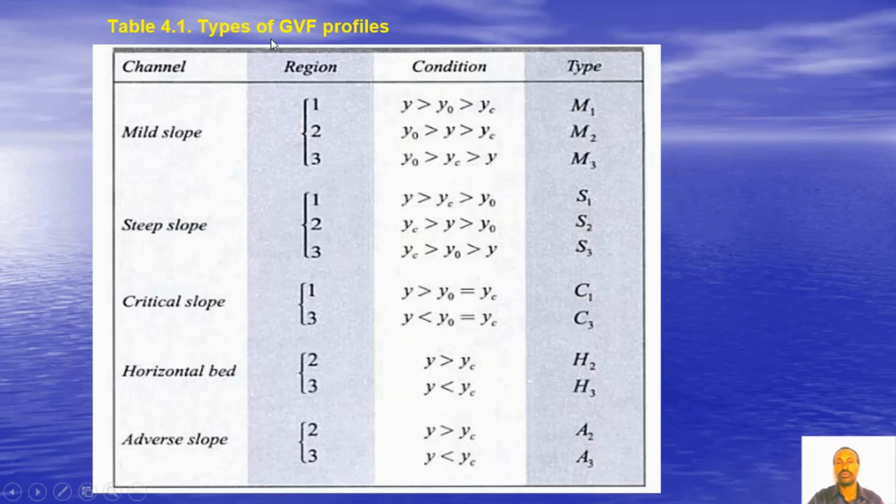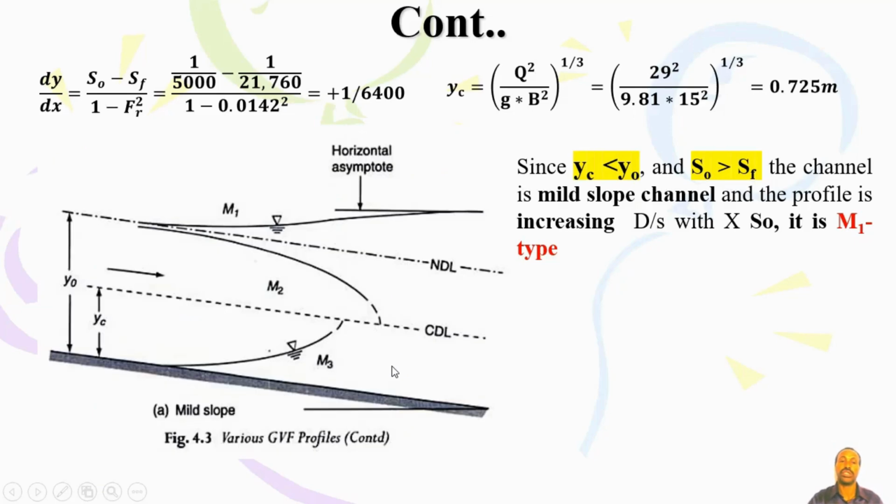So I think the types of GVF profiles: mild slope means you have 3 regions. M1, which is y greater than y naught, greater than yc. Also if y naught is greater than y, greater than yc, M2 type, otherwise M3 type. So we have mild slope, steep slope, critical slope, horizontal bed and adverse slope. So these are the types of gradually varied flow profiles, along with the channel type and the type of profile. If the depth is increasing, then you can find M1 type.